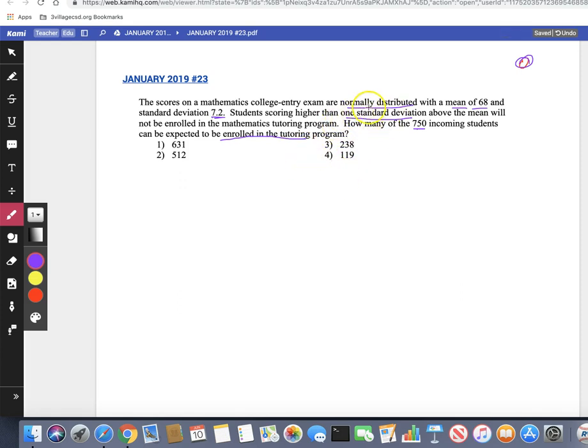With this problem, because we have normally distributed data, I'm going to, as we did in class, draw a normally distributed curve, my bell curve, and put the mean of 68 right in the middle. Now they want to know how many of the students will be enrolled in the tutoring program. Students have to score higher than one standard deviation above the mean to not be enrolled. So one standard deviation above the mean would be 7.2 above 68.